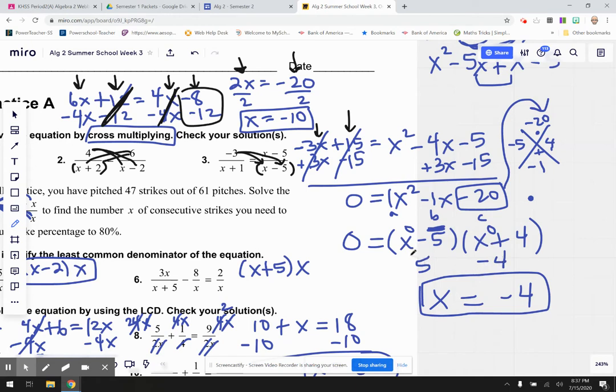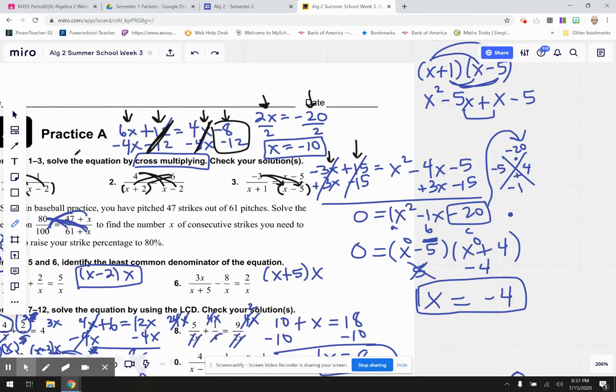Now, the reason why we have to cross out this 5 is because you cannot have a 5 in the denominator of a fraction. If I was to put a 5 in here, 5 minus 5 is 0, and that's not allowed. So we have to get rid of that answer. It's an undefined answer. So this is the only one that works, negative 4.